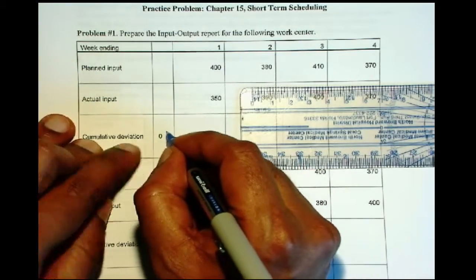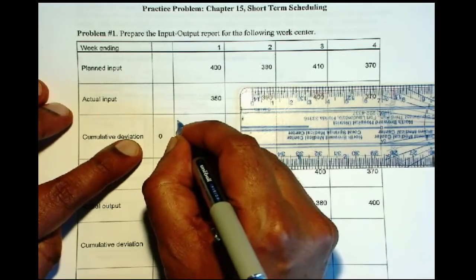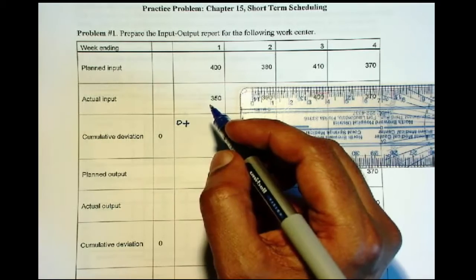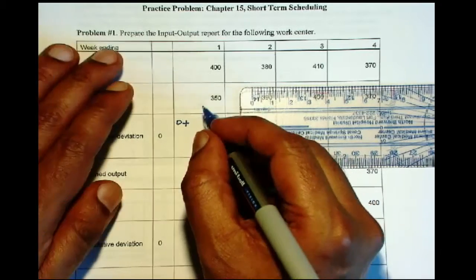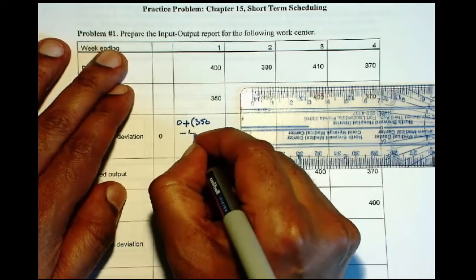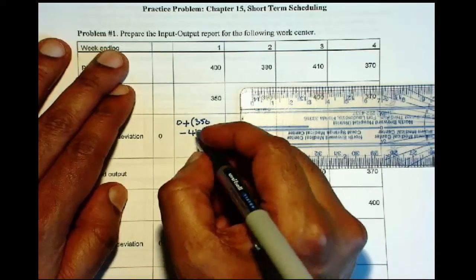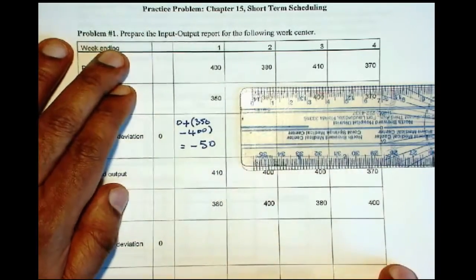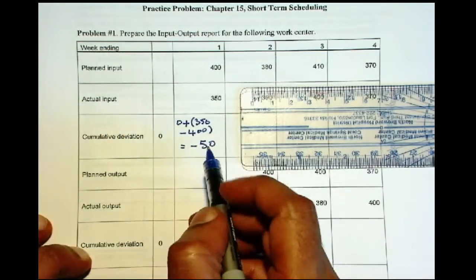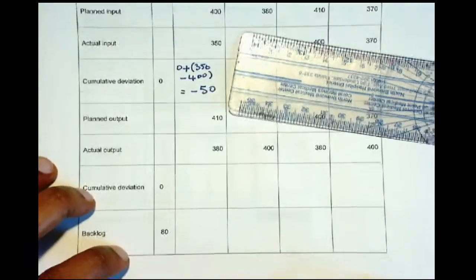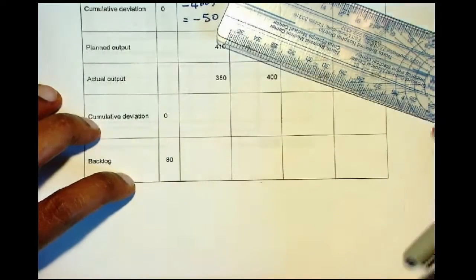Now, if the actual input that came in is 350, then the cumulative deviation is: you take the previous cumulative deviation, here let's assume that it is 0, plus actual minus planned, so this gives you minus 50. So at this point in time, the actual input is running below what was planned by 50 units.